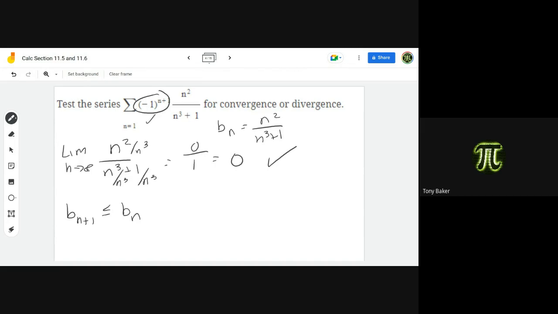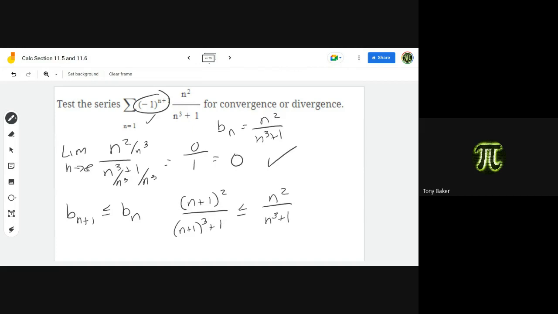This one's a little harder to show that it's decreasing, just because more than one thing changes. Like the one we did before, 1 over n plus 1 is obviously less than 1 over n. But in this case, I've got n plus 1. So if I set it up, I'd have (n plus 1) squared over (n plus 1) to the third plus 1 is less than or equal to n squared over n to the third plus 1. And it's kind of hard to just look and go, yep, that decreases.